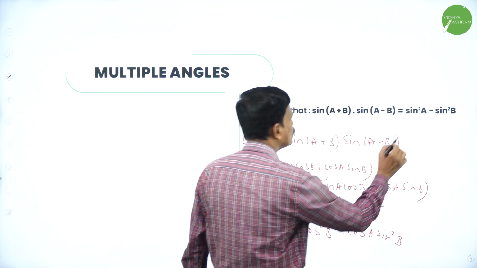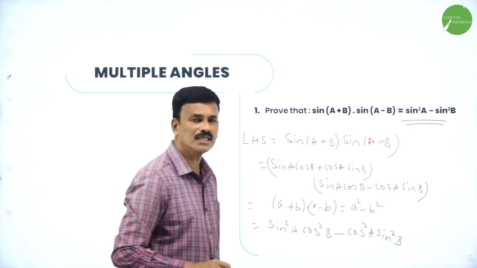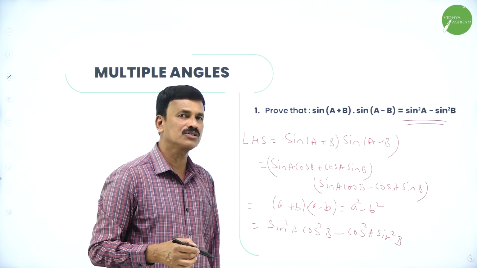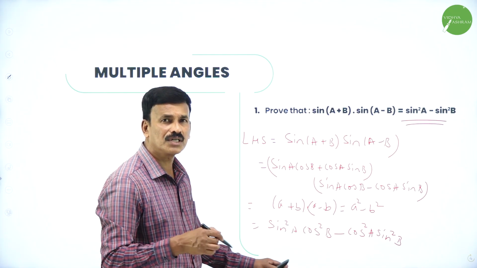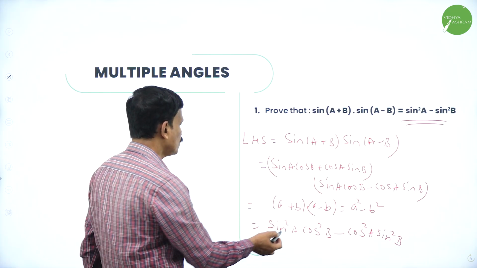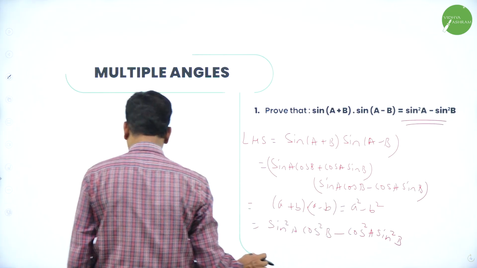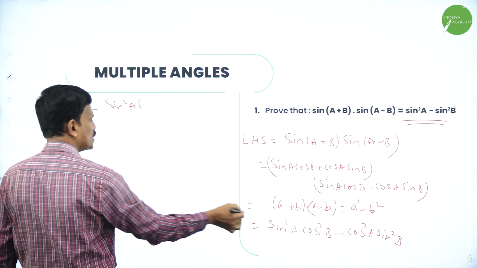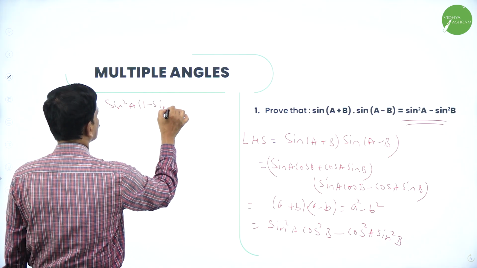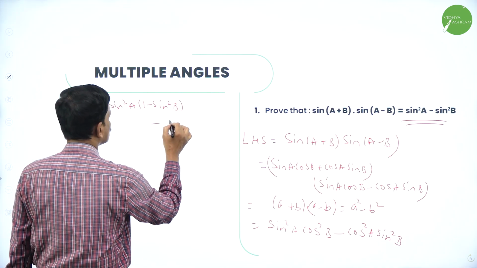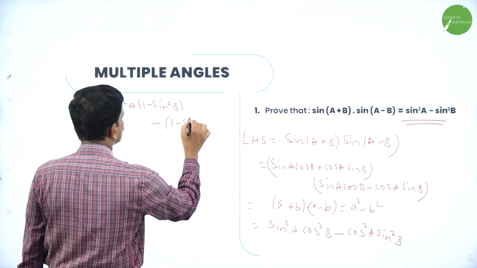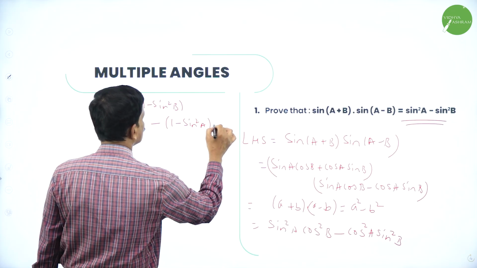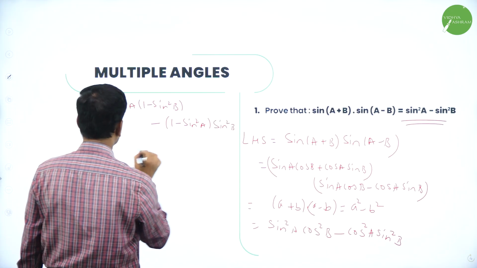Now what is the answer? You want to get all in terms of sin square, that is sin square A minus sin square B. That means the intention is to convert cos into sin. That's it. So convert this cos to sin and this cos to sin. So this can be written as sin square A into, what is cos square B? 1 minus sin square B, minus cos square A can be written as 1 minus sin square A into sin square B. Now simplify this.